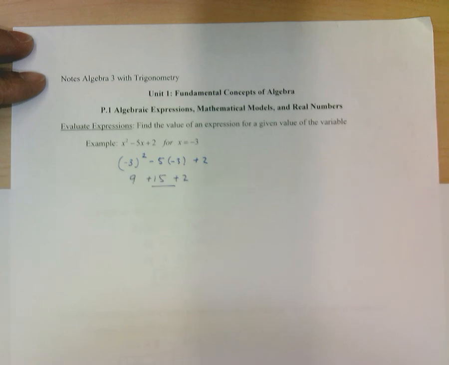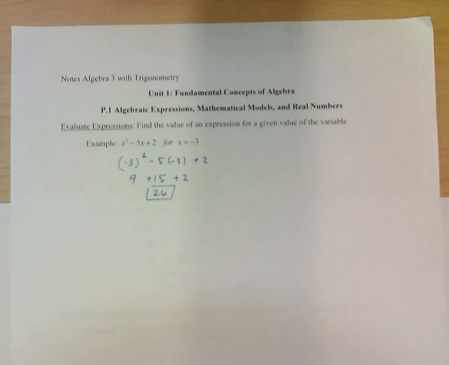Then I started simplifying, and I make sure I understand negative 3 squared is not negative 9. Negative 3 multiplied by negative 3 is a positive 9. So be very careful. Don't get lazy. I know you understand this, just be very careful. And then when I add all the numbers together, I get 26.